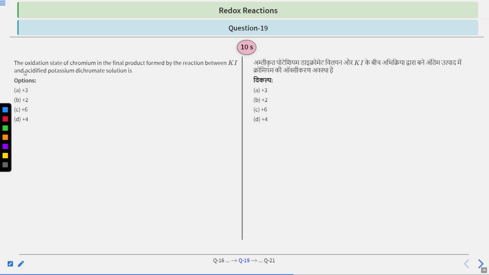Question number 19. The oxidation state of chromium in the final product formed by the reaction between KI and acidified potassium dichromate solution is. So we have to tell the oxidation state of chromium in the final product formed by the reaction between KI and potassium dichromate in the acidified solution. Options are +3, +2, +6 or +4. You have 10 seconds to solve this question. After that, we will see the answer.